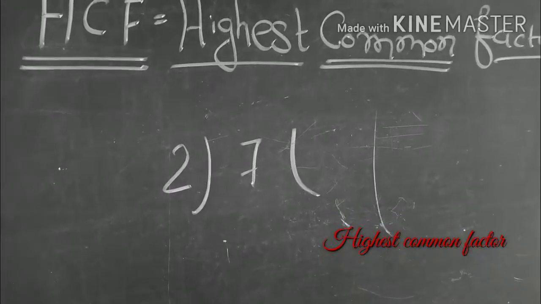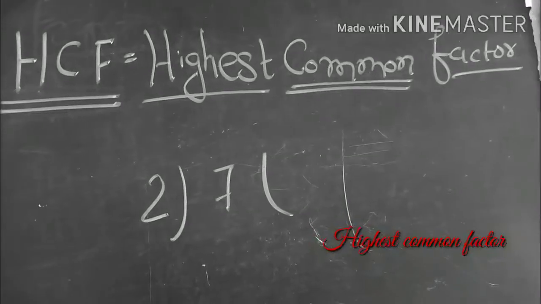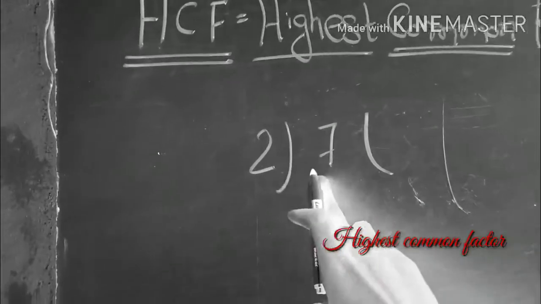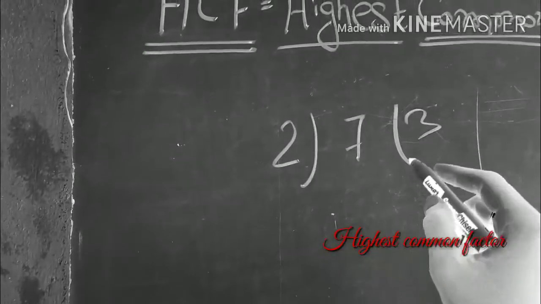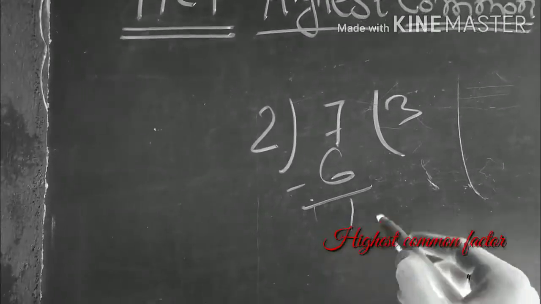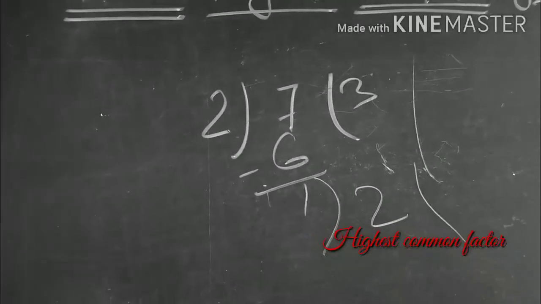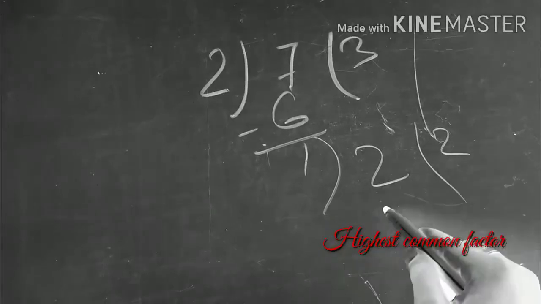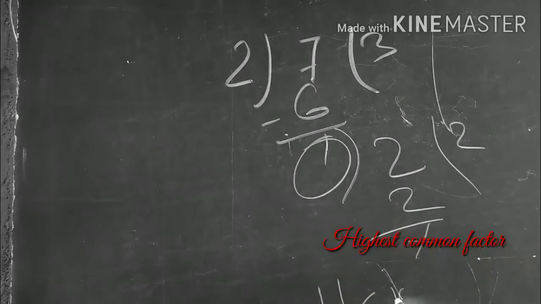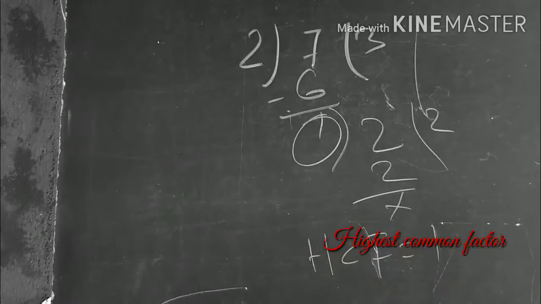Now we will look at this video. 2 is divisible by 7 using HCF. How will we do that? Let's show how HCF is found. 2 times 3 is 6. 7 minus 6 is 1. This quotient will come here. 1 divides both terms. This is our HCF. We can say HCF is 1.